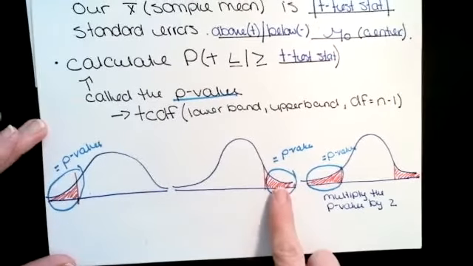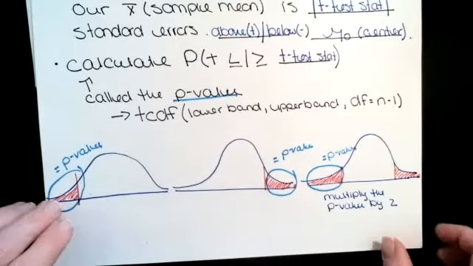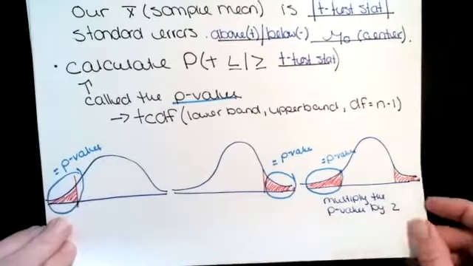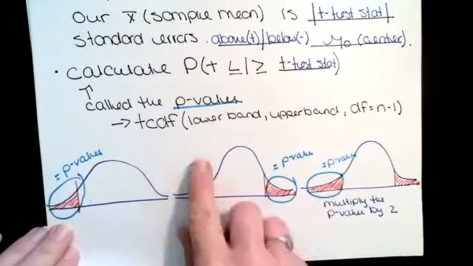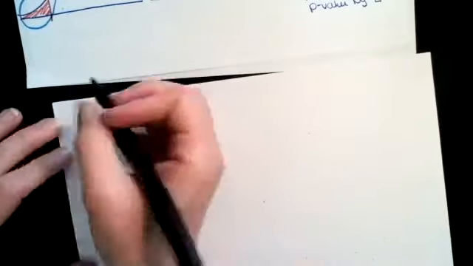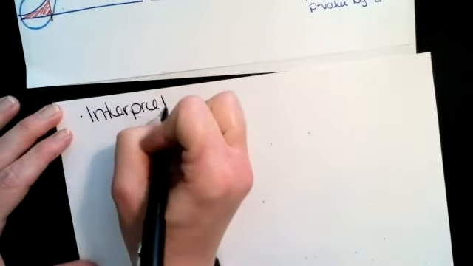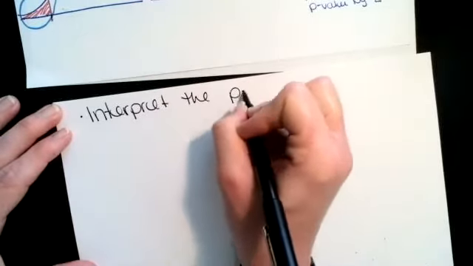But that's what the p-value is. It's the area in our tails here. I like to give you that visual. Now, once we get this p-value, we need to interpret it, so what the probability means to us. That's the fourth part of this step. So we're going to interpret the p-value.